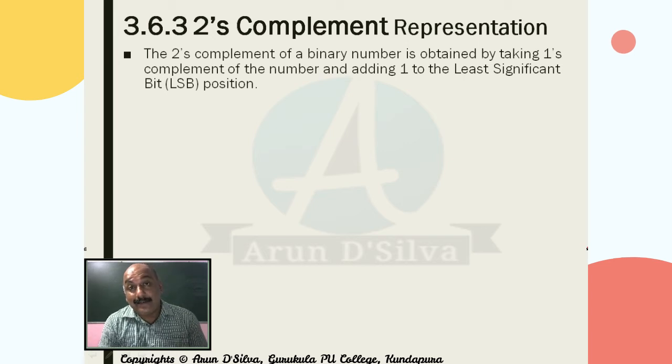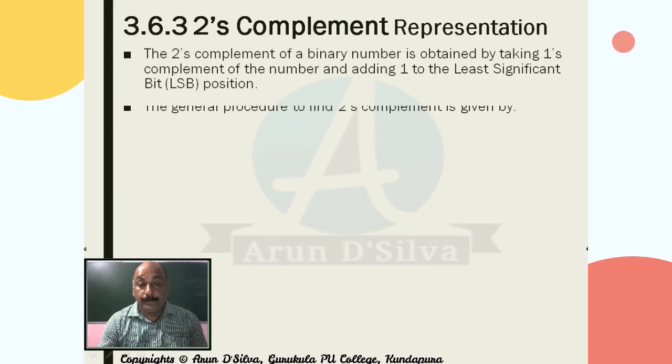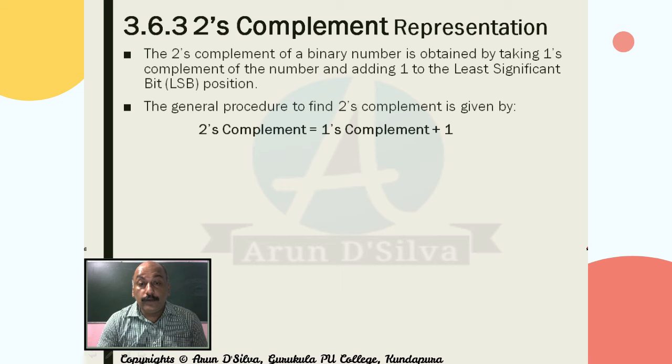Is the last digit there? That means the rightmost digit, you have to add 1. So that becomes the 2's complement. The general procedure to find 2's complement is given. This is the way. So let me show you here: 2's complement equals 1's complement plus 1. 2's complement means take the 1's complement and add 1.